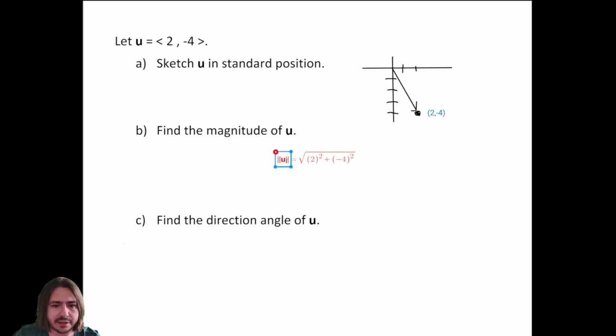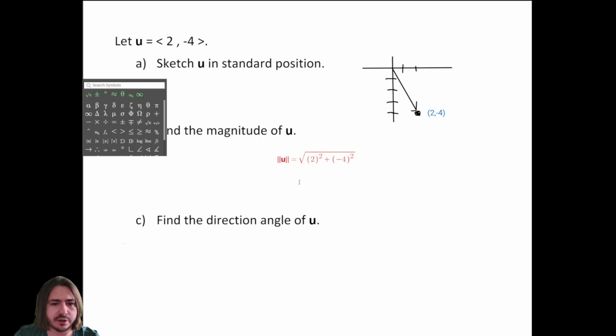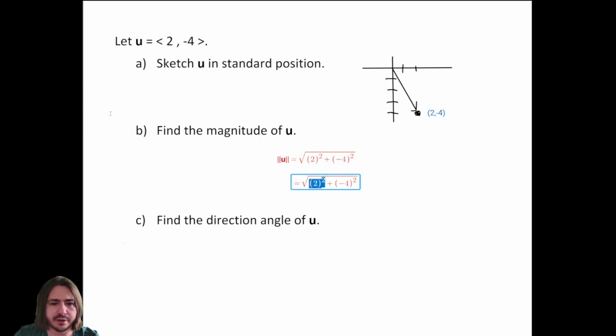That's the magnitude of vector u is equal to the square root of 2 squared plus 4 squared. And so now we can simplify that. Probably don't need a calculator here. 2 squared is 4. 4 squared is 16. 16 plus 4 is 20. So the magnitude of u is root 20.